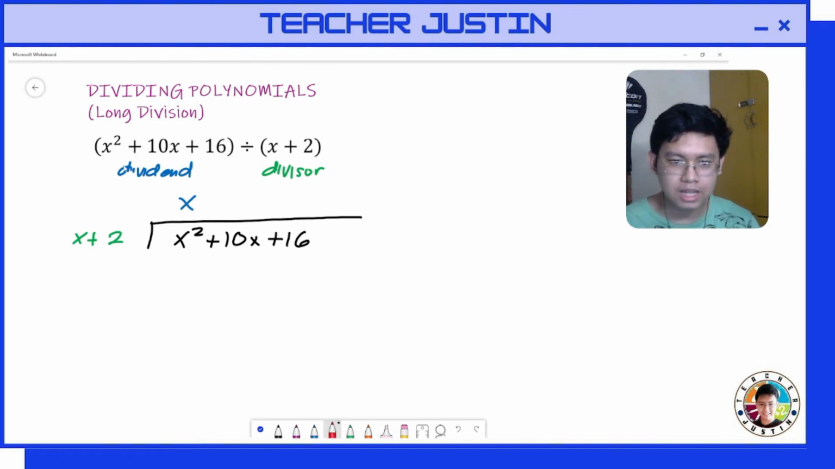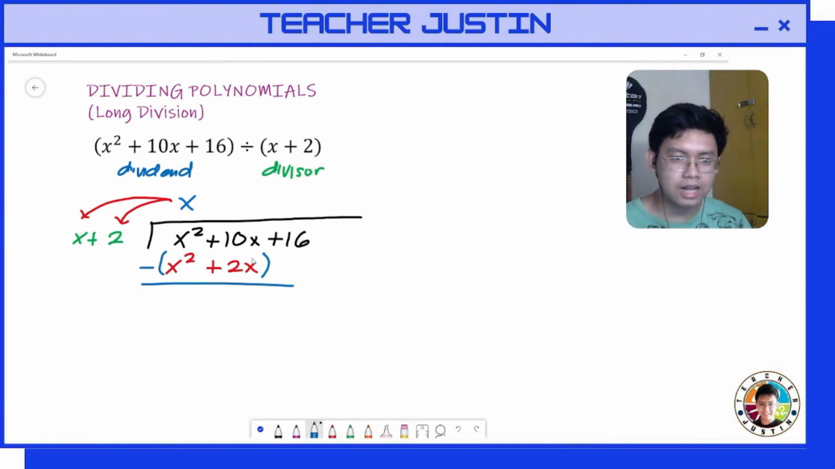So, we will apply the distributive property and multiply x to x. That will give us x squared. And x by positive 2. That will give us positive 2x. Then, after multiplying, let's subtract.